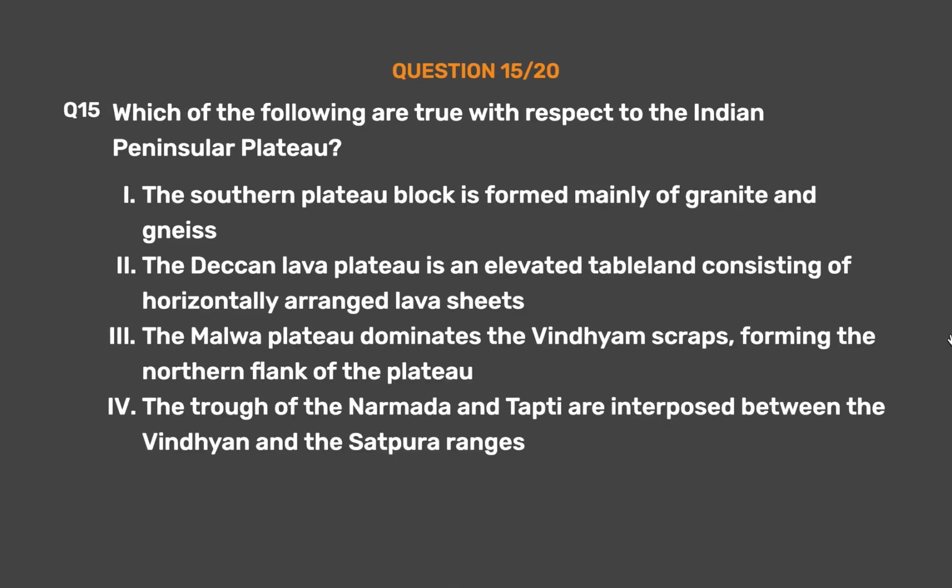Question number 15. Which of the following are true with respect to the Indian Peninsular Plateau? 1. The southern plateau block is formed mainly of granite and gneiss. 2. The Deccan Lava Plateau is an elevated tableland consisting of horizontally arranged lava sheets. 3. The Malwa Plateau dominates the Vindhyan scarps, forming the northern flank of the plateau. 4. The troughs of the Narmada and Tapti are interposed between the Vindhyan and the Satpura ranges. Option A, 1, 2 and 3. Option B, 1 and 2. Option C, 2, 3 and 4. Option D, 1, 3 and 4.